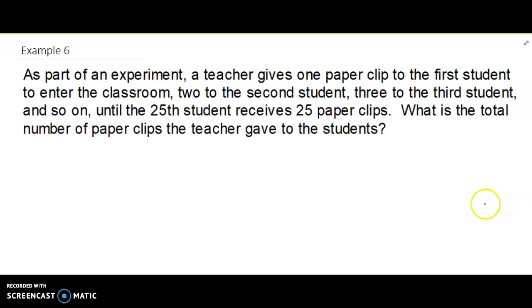All right, if we look at example 6, it says, as part of an experiment, a teacher gives 1 paperclip to the first student to enter the classroom, 2 to the second student, 3 to the third student, and so forth, until the 25th student receives 25 paperclips. What is the total number of paperclips the teacher gave the students?